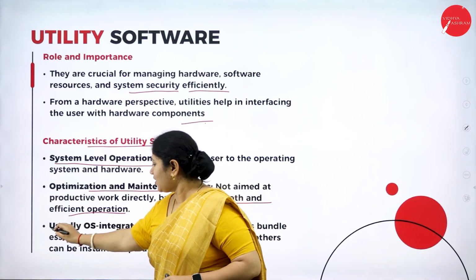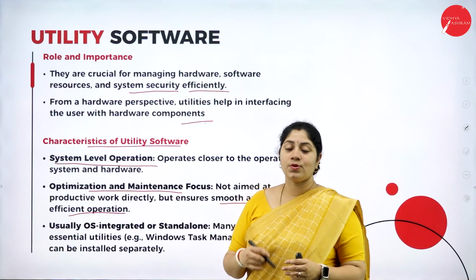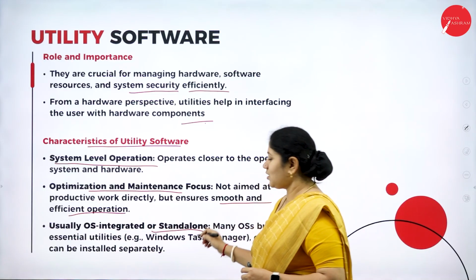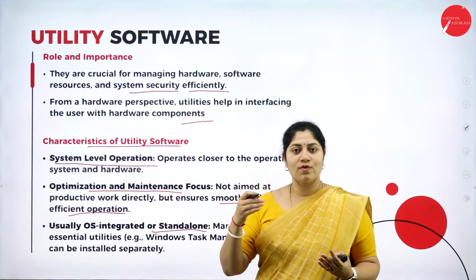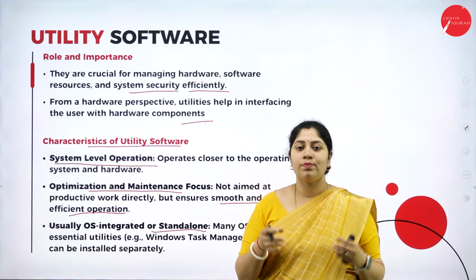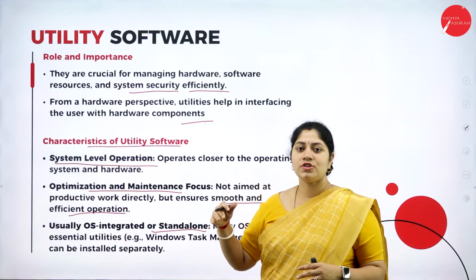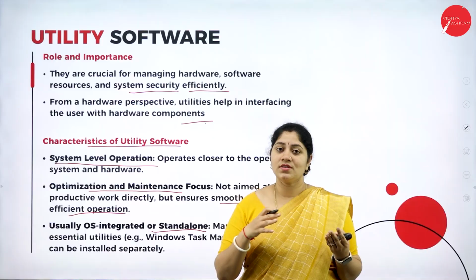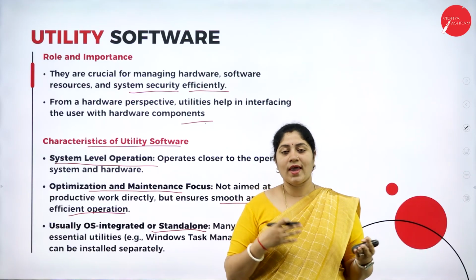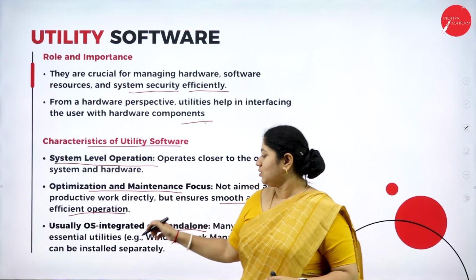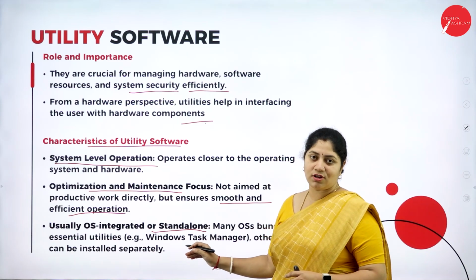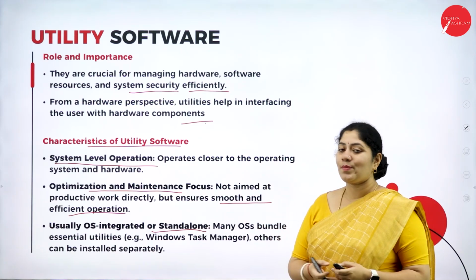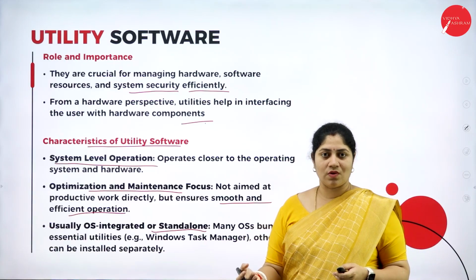The next character is that usually it is OS integrated, or we can say it is standalone. Many systems will have a predefined set of softwares which are included or supported. Rest, if anything else is required, you can install it. That is our standalone character of system utilities. So this is all about the software and the types of software.